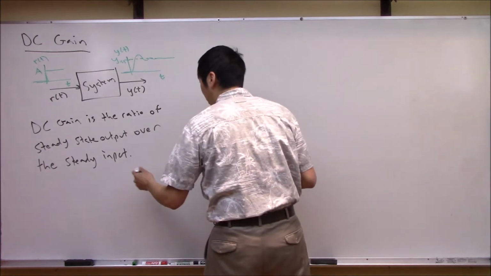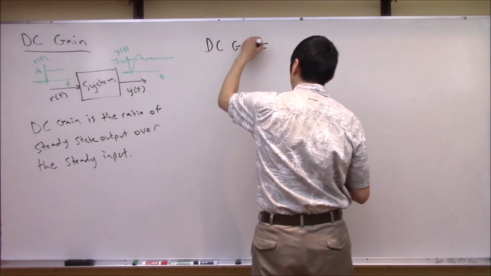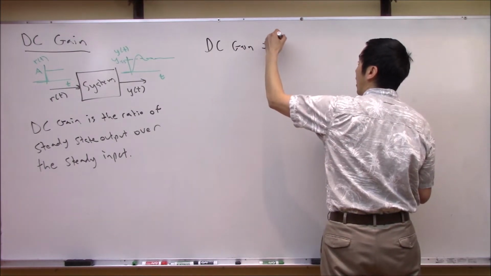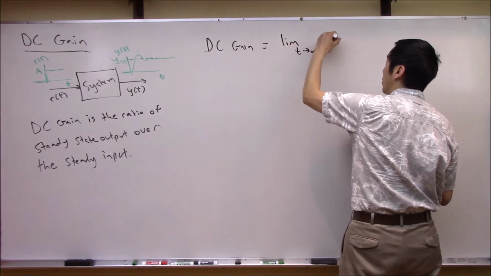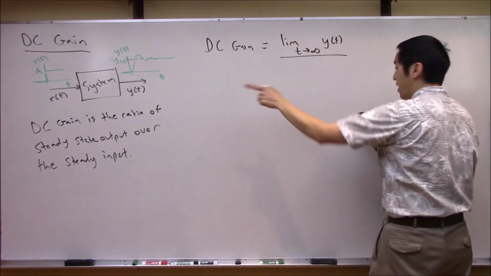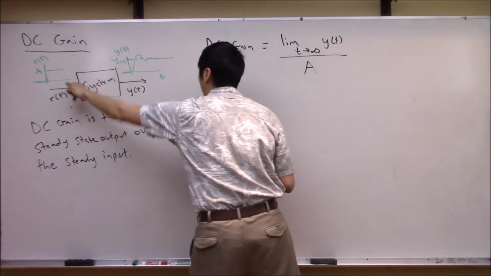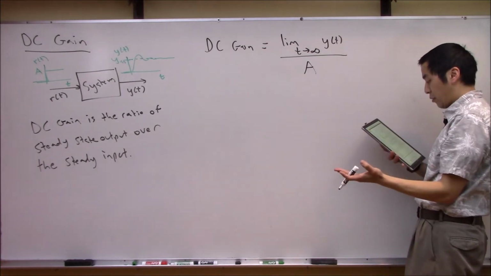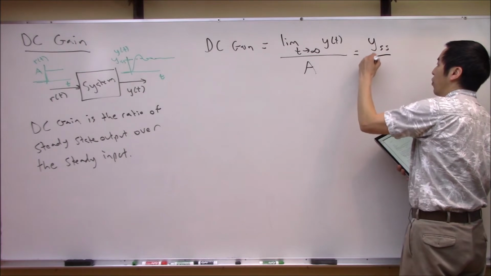So again, we can write this down here. So DC gain, maybe mathematically, this is just going to be the steady state output, which really is the limit as t goes to infinity here of the output, right? Over, in this case, magnitude A, right? Because that's the magnitude of the input that we put in. So again, it's just steady output over the steady input here, right? So I guess the other way you can think about this is just Y steady state over the magnitude of the input A.